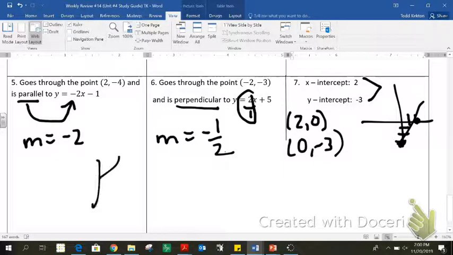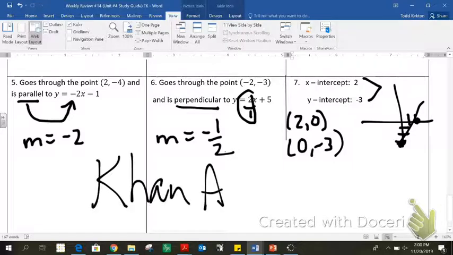Make sure you go back and work on your Khan Academy, especially the line graphs. The last few assignments, you need to practice those before you're ready for this test.